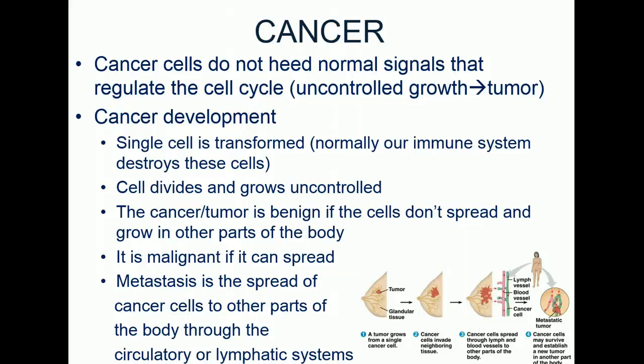Now, if those cells do not have the ability to break off into the bloodstream or the lymphatic stream and spread to other locations in your body, we say that that tumor is benign. However, if those cells do have the ability to break off and spread, we say that it is malignant. And this is going to be the cancer that is most concerning. We call this process of spreading cancer cells to other parts of the body metastasis. And it usually is going to spread through the circulatory or lymphatic systems.